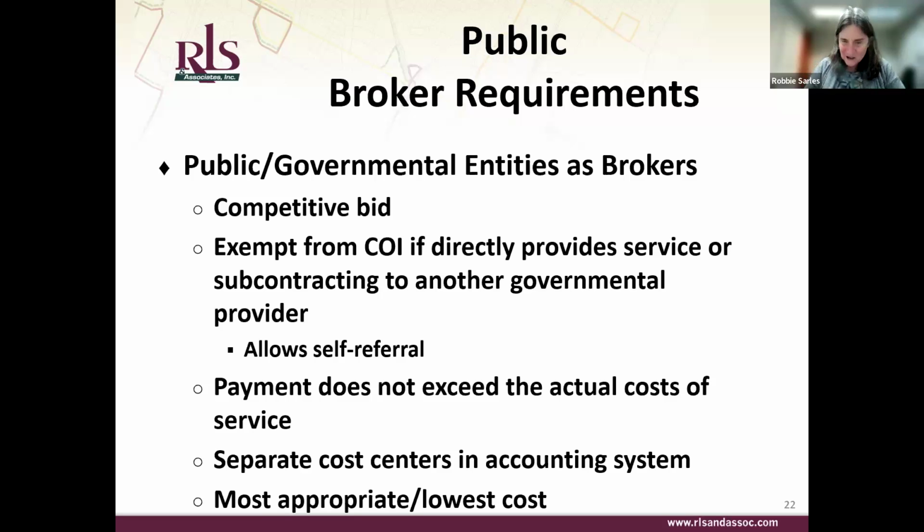They have to make sure that the payment does not exceed the actual cost of the service, and that we want to make sure that separate cost centers would be provided. So the cost of the brokerage is in fact truly separate from the other operations, the other entities, parts of the entity's operations. And again, it has to be the most appropriate, lowest cost.